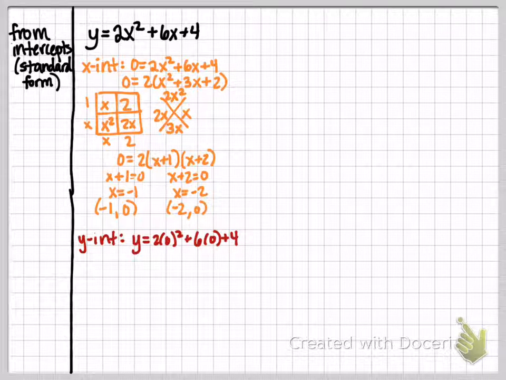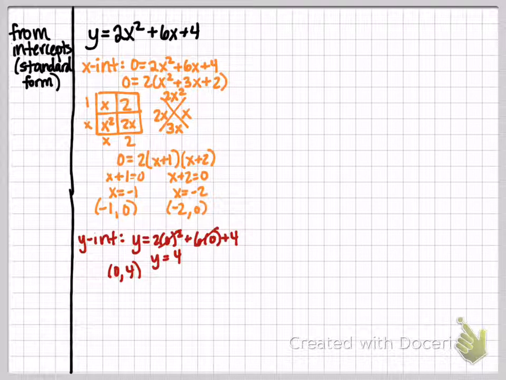Okay, we're going to find our y-intercepts. Now to find our y-intercepts, we plug in 0 for x. Okay, and what's going to happen is that this 2 times 0 squared and this 6 times 0 are going to go away, and my y-intercept is just 0, 4. You're going to see that it's always that last number. As you do more of these, you're going to see that the y-intercept is always that last number. So that's a nice pattern that makes that really easy.